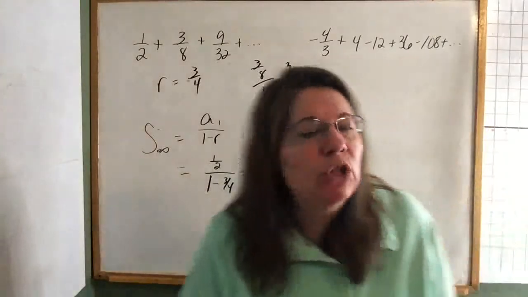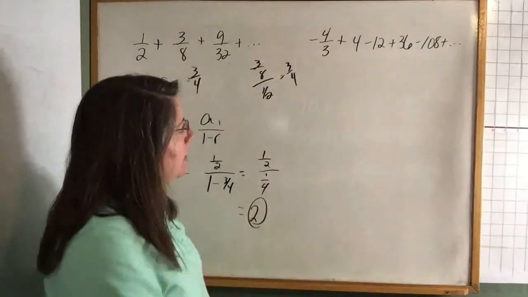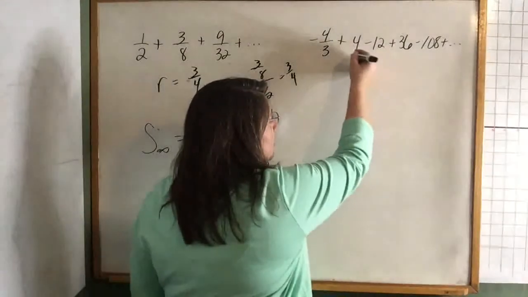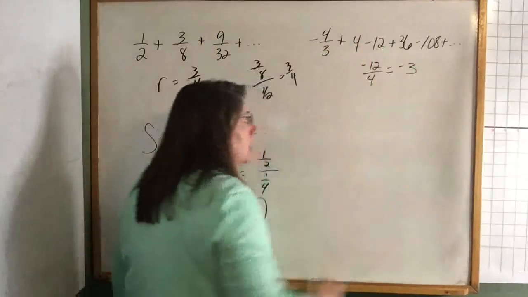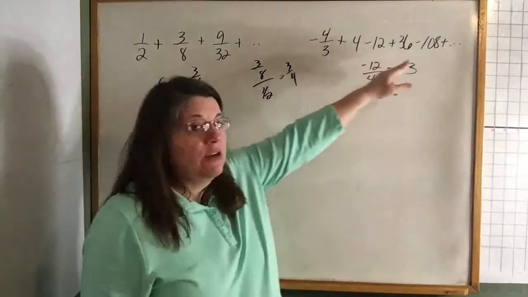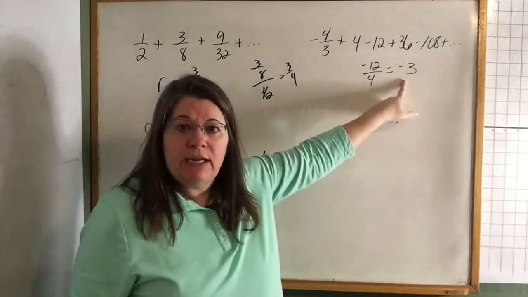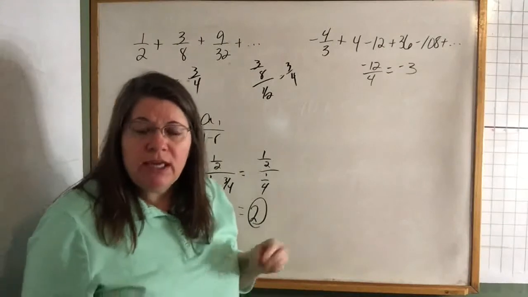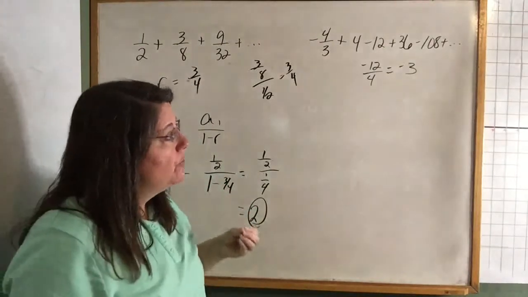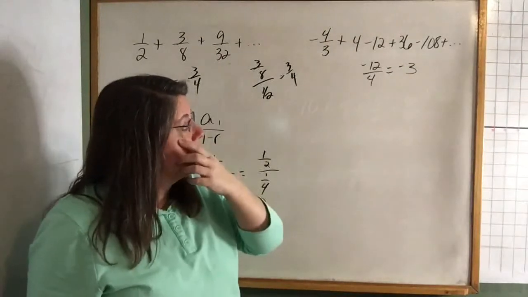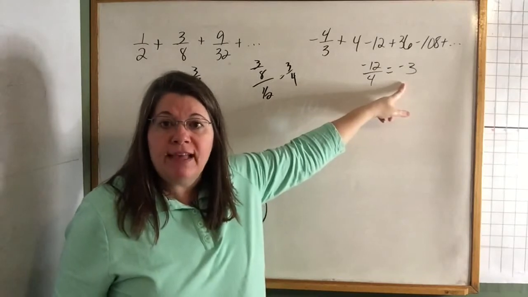For the next one, if you look at it and determine what your r value is, we divide any term by the previous term. So -12 divided by 4 is -3. Well, this is a series. It keeps going forever. Our r value is -3. Now, what did we say about the r value? If we can find the total distance traveled, then the infinite series has to have an r value where the absolute value of r is less than 1.